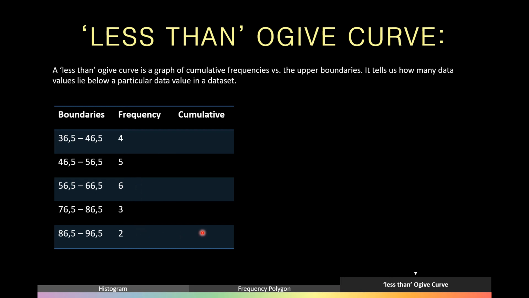We know that our cumulative frequency for the final row must always equal the number of data values in our data set. Why is that? It's because we've added all the frequencies, and we know that our frequencies must sum up to all the data values. Okay, so going ahead and doing that, we have our cumulative frequencies of 4, 9, 15, 18, and, of course, 20. So we're going to do something similar for the ogive curve that we did previously.